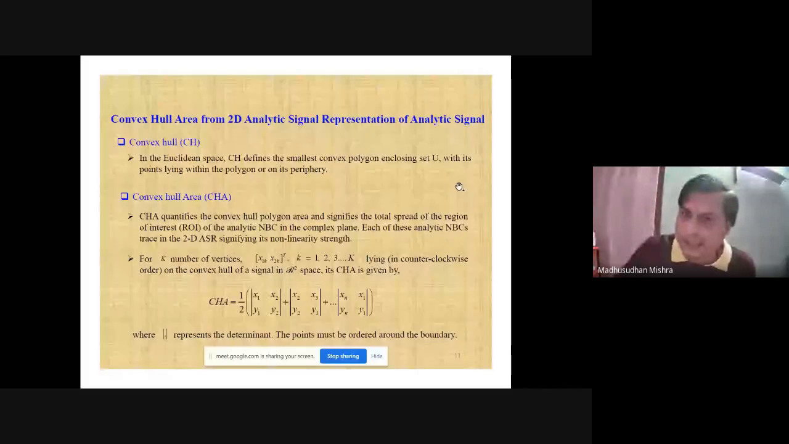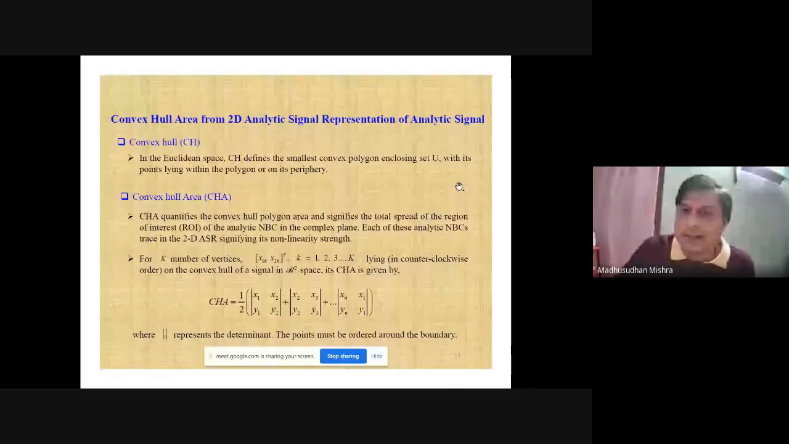So this is the convex hull. In Euclidean space, the convex hull defines the smallest convex polygon enclosing a set, with its points lying within the polygon or on its periphery. Basically, it defines a region. Say we are considering an electrocardiogram signal or a phonocardiogram signal. If you want to segment a certain region, then definitely their areas will be different, as they occur for different durations and have different energy levels. So these features are very helpful.